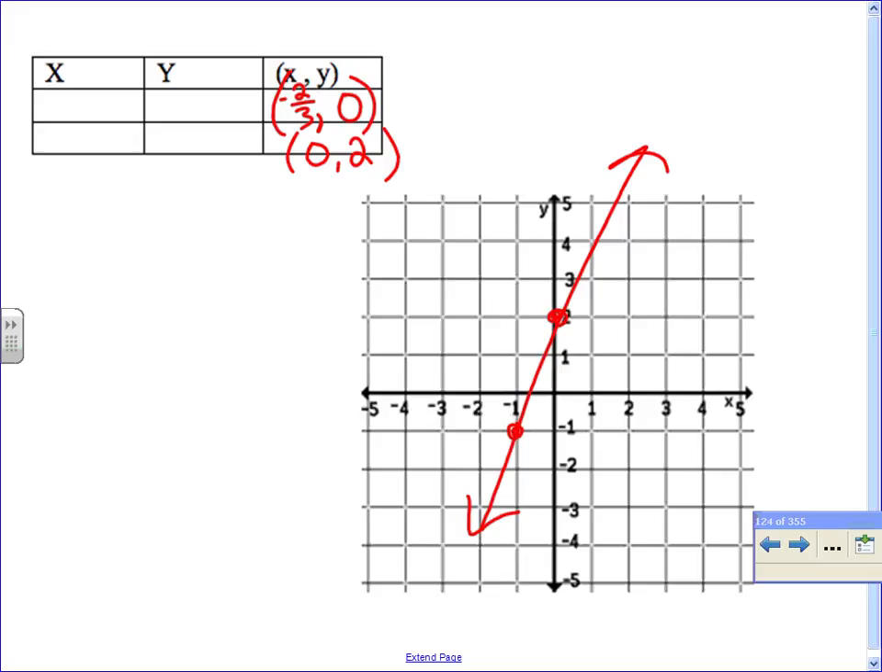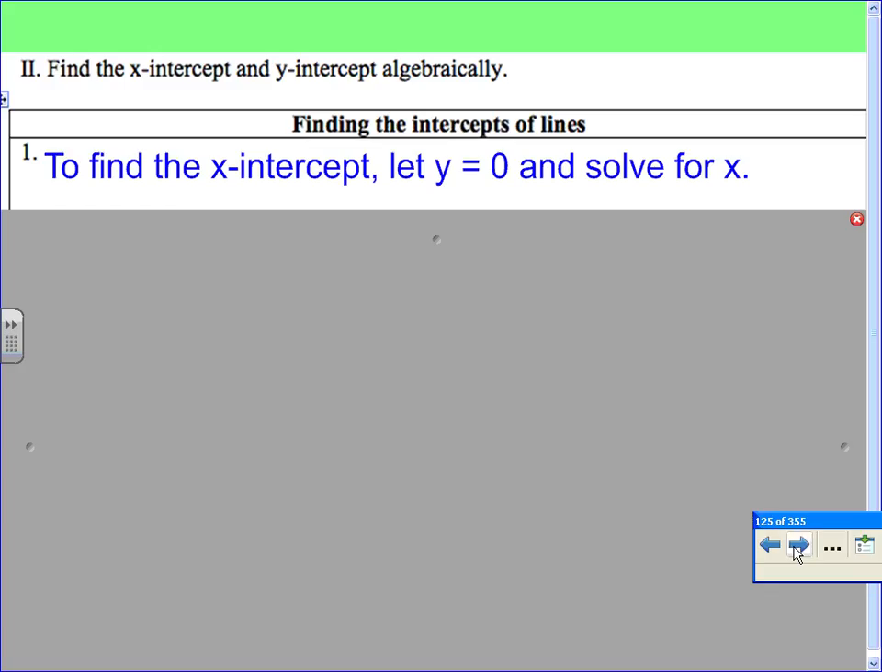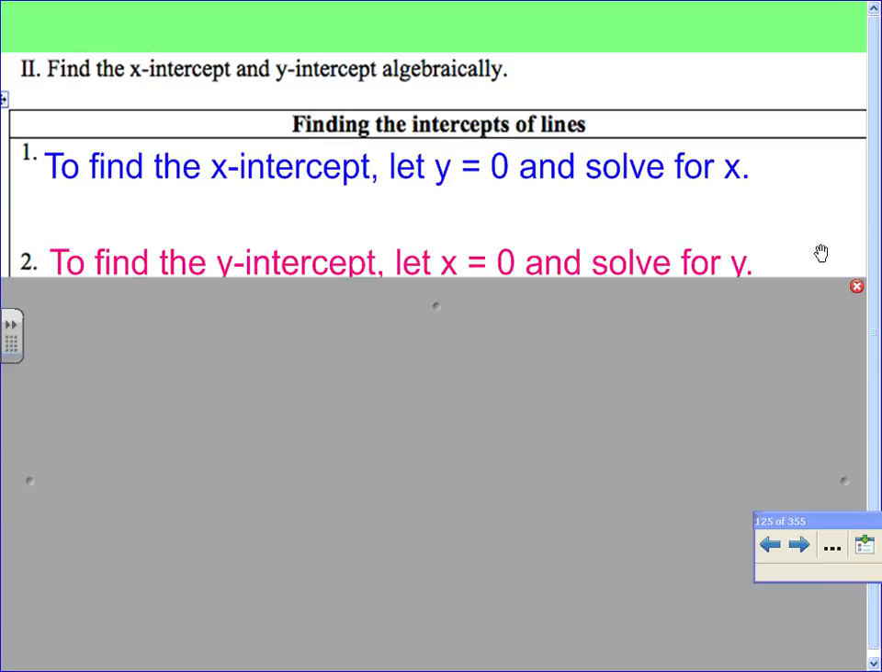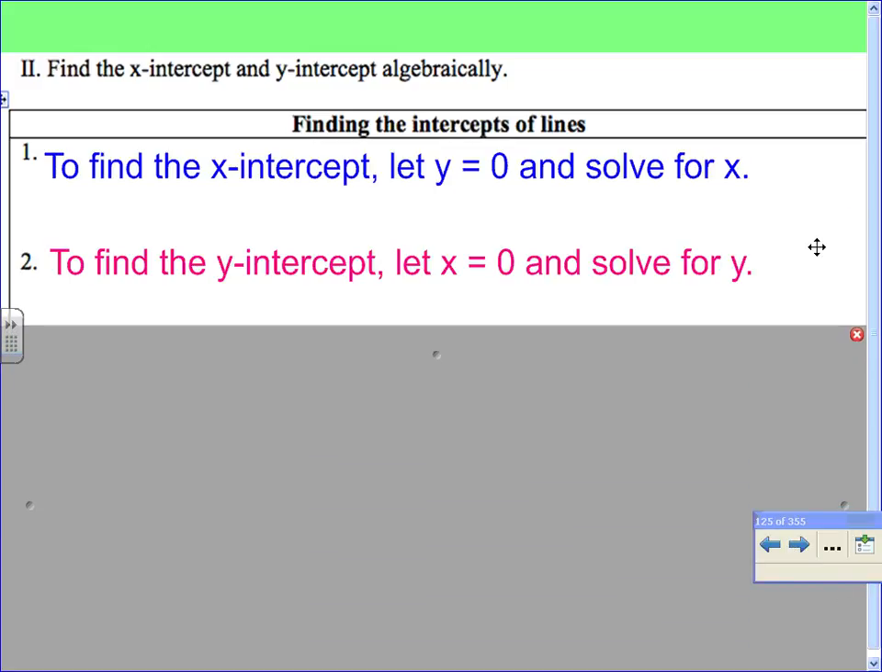Okay? All right, let's go to the back page, page 10 of your notes. Okay, so this little box here tells us how to find x and y intercepts using algebra. Okay, so number 1, to find the x-intercept, we plug 0 in for y, we solve for x. And then number 2, to find the y-intercept, we plug 0 in for x and we solve for y.